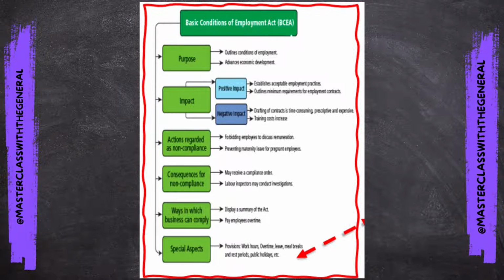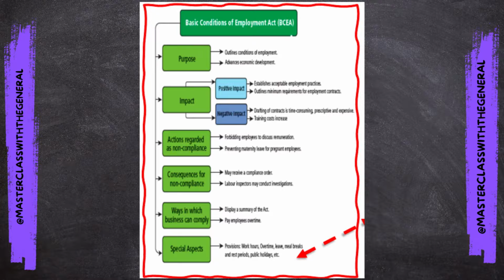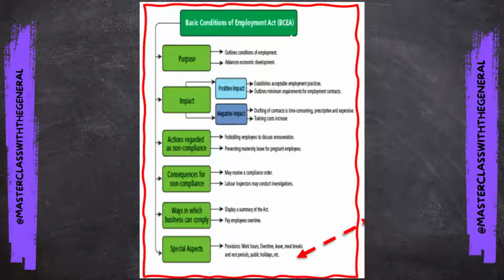What are the actions regarded as non-compliance? Forbidding employees to discuss remuneration. That's number one, and most employers do this. They forbid employees to discuss remuneration because they don't want each employee to know what the other is earning, because they are not following some of the rules. So they say it's confidential, you should not discuss it. That is a discriminatory action. It's not allowed. They should not forbid employees to discuss remuneration.